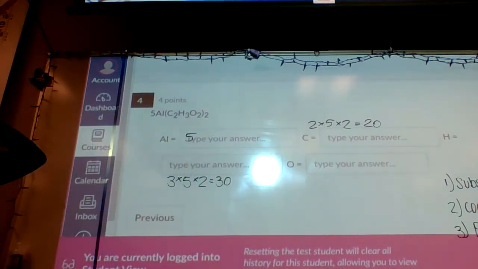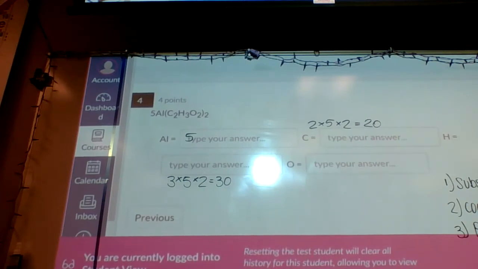Okay, I want you to think to yourself on this one. I'm going to give you like 30 seconds. Figure out how many oxygens there are. Don't say it out loud. This is a silent activity. I want you to think about how many oxygens there are. Go through all the steps. How many oxygens are there?